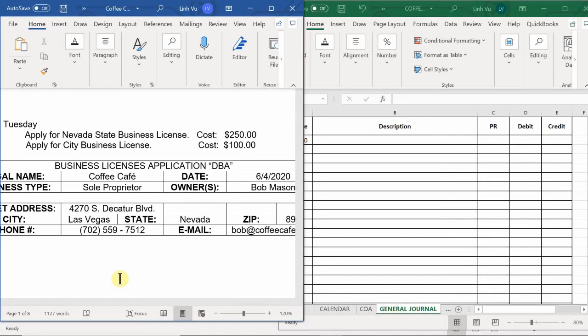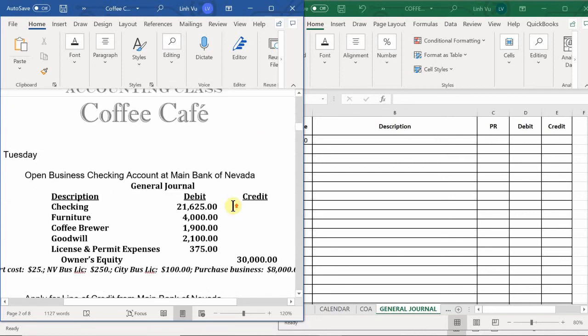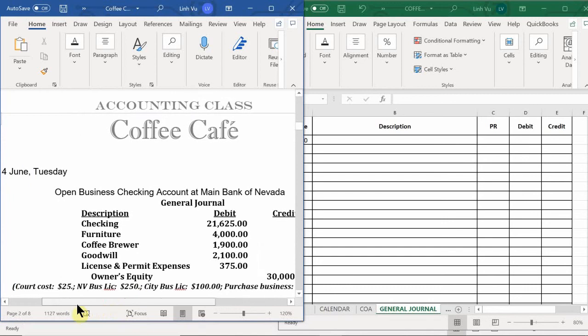So this is the form, right? This is what we did. We submitted everything; the person who owns it is going to be Mr. Bob Mason, in the state of Nevada, city Las Vegas, and here's the phone number. This is just a fake number. And email, bob at coffeecafe.com. So he submitted this right here. He's the owner. This is his copy of the business license that he is applying for.